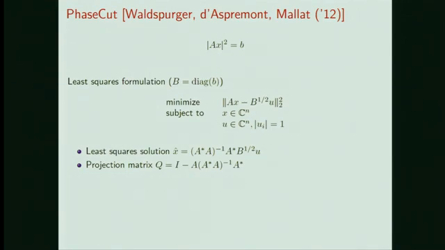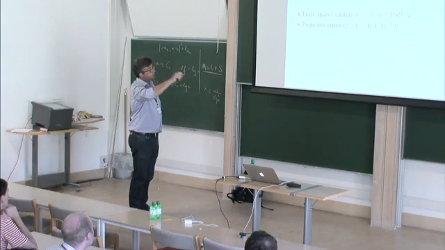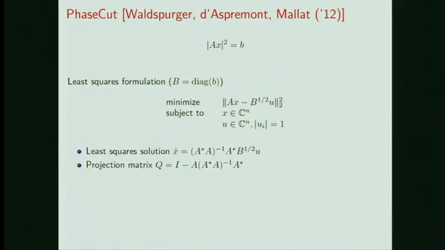Okay, so now the problem we need to solve is to find those phases. I need to find these complex numbers of modulus 1 that best predict Ax. And of course, the modulus is what I measured. Well, if I knew u, then it's very easy to solve for x because it's a least squares problem. Okay, so that's obvious.